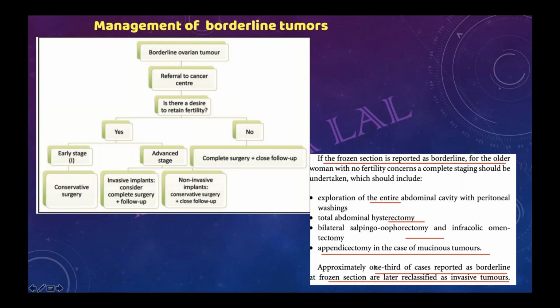Usually this question has also come: if frozen sections are sent, then 1/3 of the cases are reported as borderline tumor in frozen section. Now if you are doing surgery and your pathologist says yes, it is borderline tumor, later on in 1/3 of the cases it will come as invasive tumor. The question has come from this line, so I put it here.